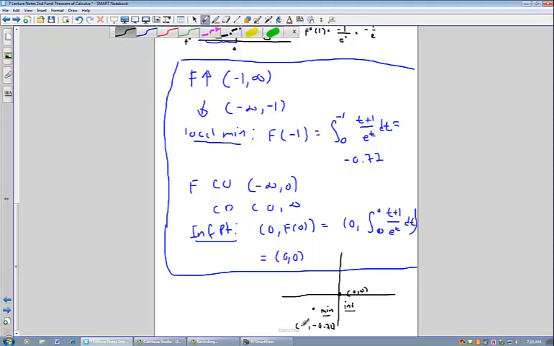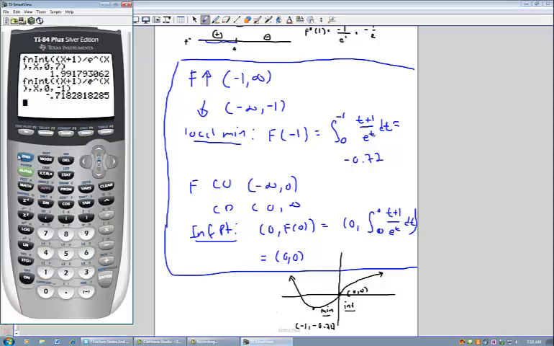And so I know it's increasing from -1 to infinity. I know it's decreasing from -infinity to -1, and I have an inflection point here. I'm concave up, and I'm concave down. So I would guess concave up, and then concave down. I would guess it looks something like this. And so we can use our calculator to check our answer.